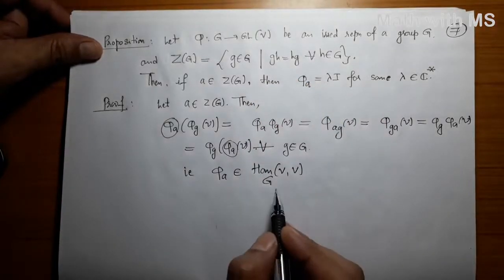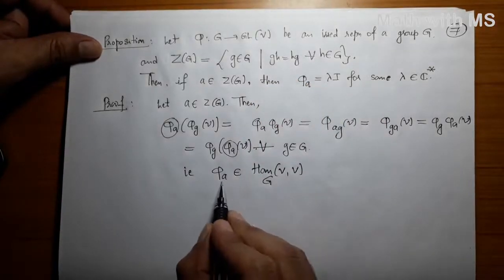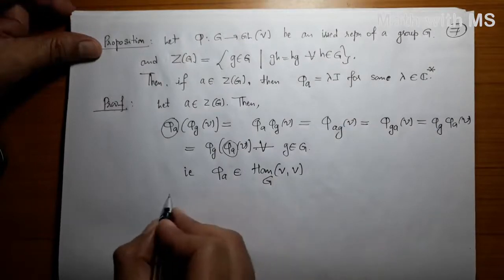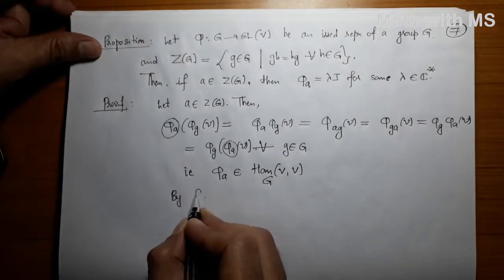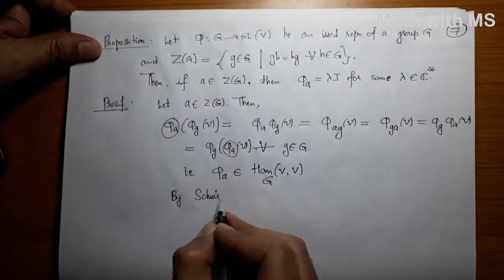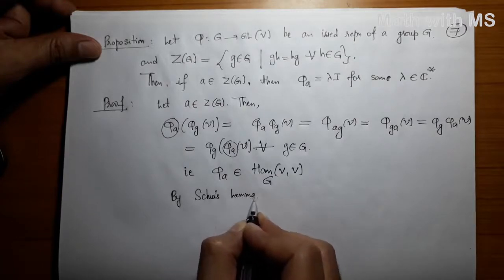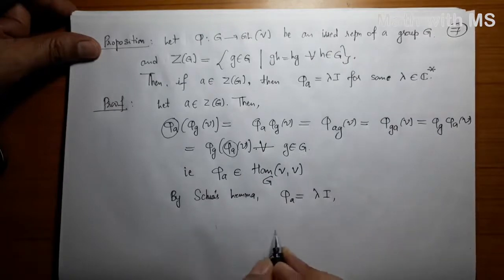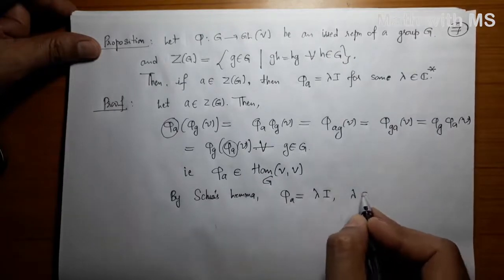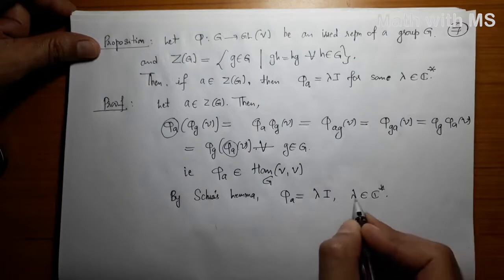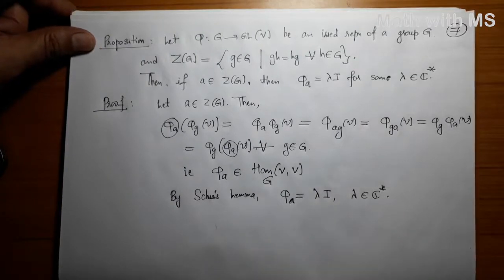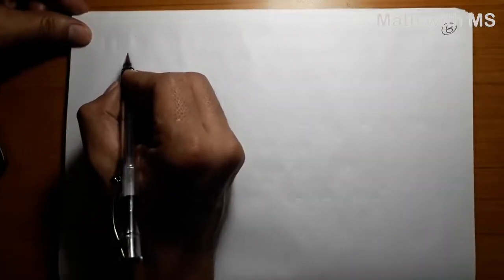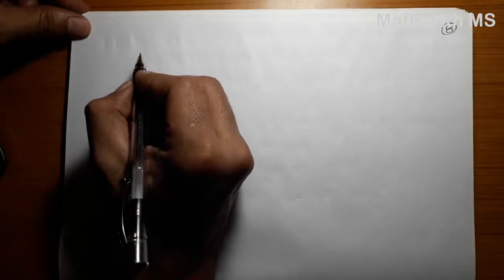So by one of the corollaries of Schur's lemma, phi(A) has to be a scalar multiple of the identity. But phi(A) is invertible, so of course this lambda should belong to C star. It should not be 0. Okay, very interesting observation. So it's a very general fact. So let us prove one more fact about degree 1 representations.